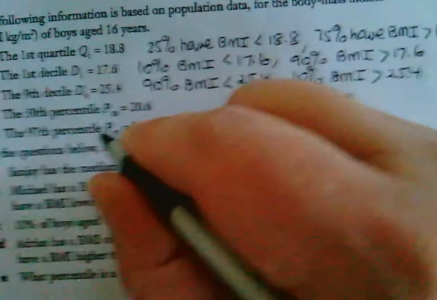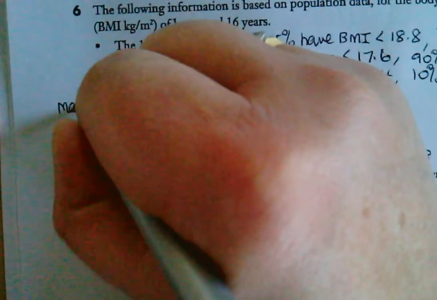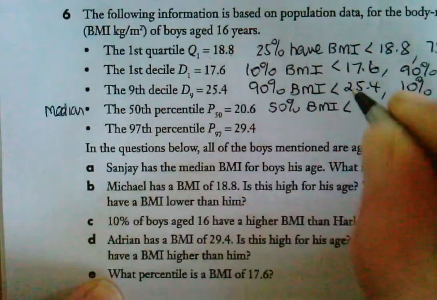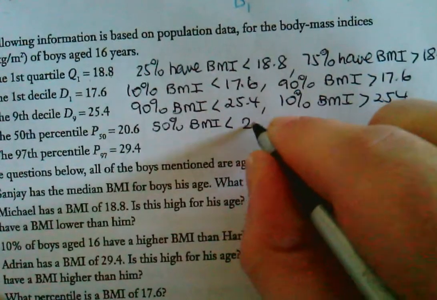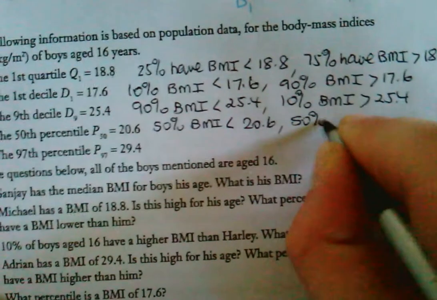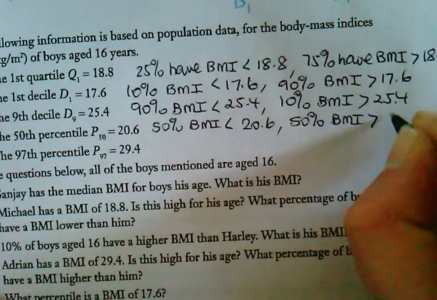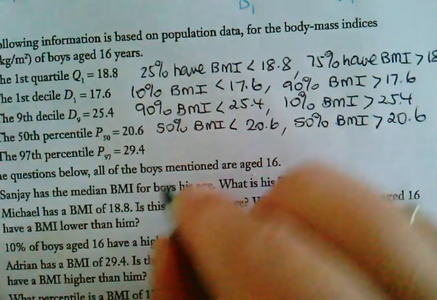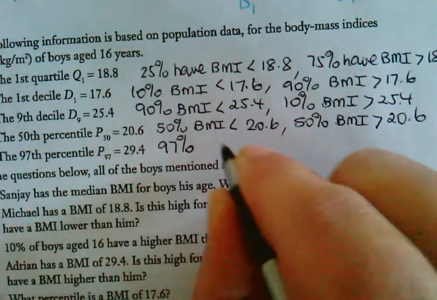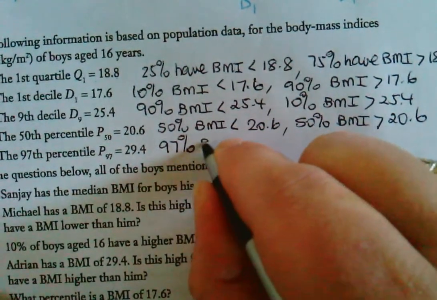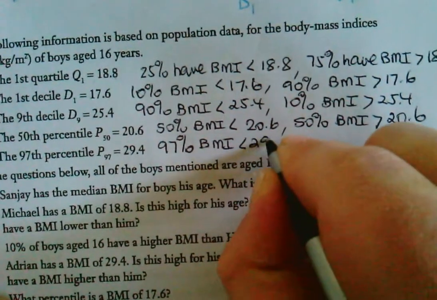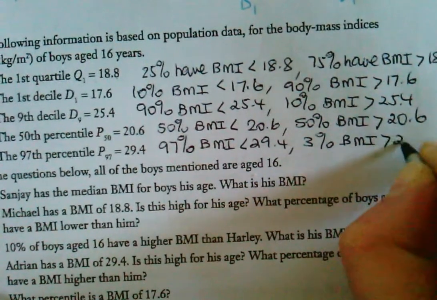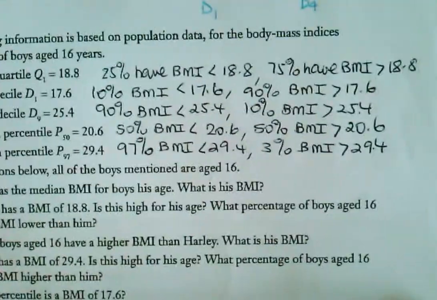So that is the median. I'm just going to put it here that it's the median. 50% BMI less than that value, 20.6, 50% BMI greater than 20.6, and what about the last one? 97th percentile. All good? 97% BMI less than 29.4, 3% have a BMI greater than 29.4. That's how you interpret it.